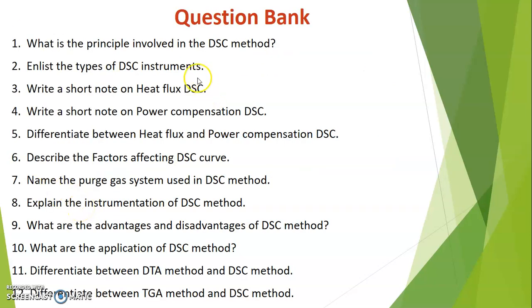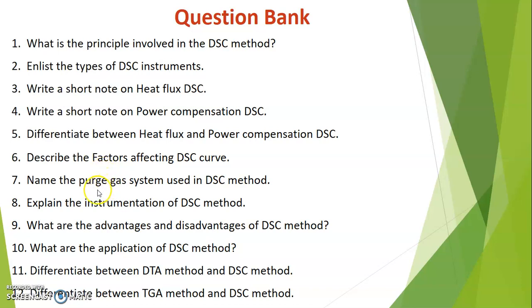Now the next part is the question bank, which is useful for your study. Okay, so these are some questions related to the DSC method, which include the principle of the DSC method, then types of DSC instrument. Next one is write a short note on heat flux DSC. Next one is write a short note on power compensation DSC. Then differentiation between heat flux and power compensation DSC. Factors which affect the DSC curve.